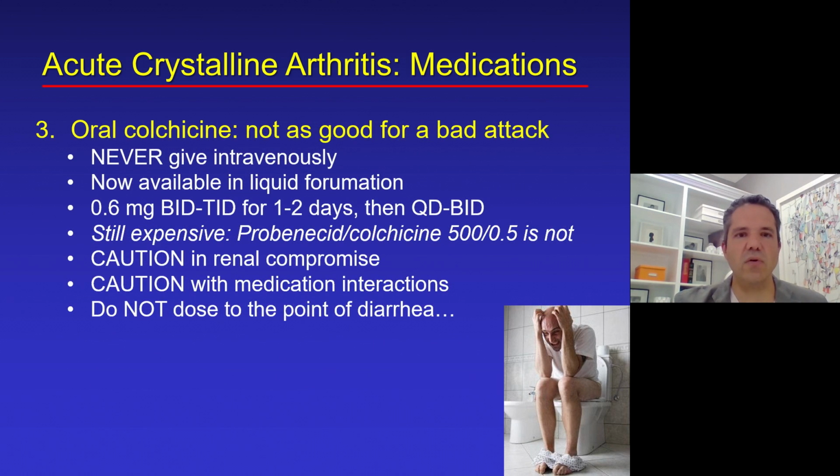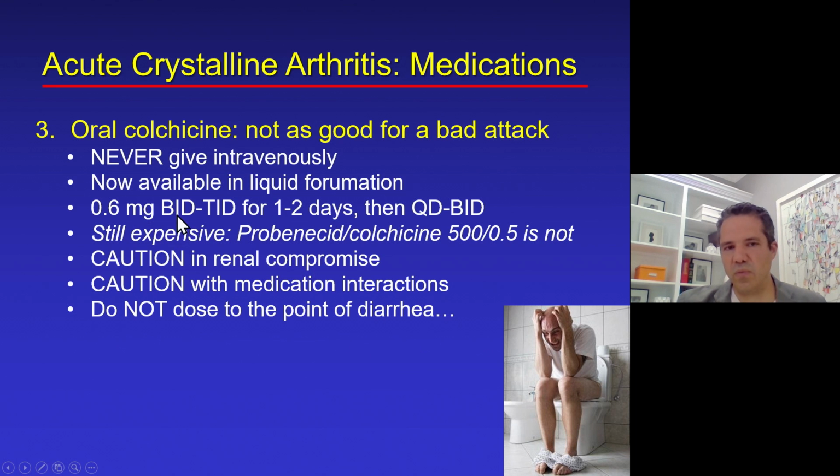And then what about colchicine? I get asked about colchicine a lot. It seems nice and safe. It's a relatively safe medication in the right patient. You have to be careful in people with renal compromise and certain medication interactions. But the problem is colchicine can be quite expensive these days for reasons that are well beyond the scope of this talk. You don't need a ton, and you certainly should not dose it to the point of diarrhea. You're going to have an unhappy patient if you do that.